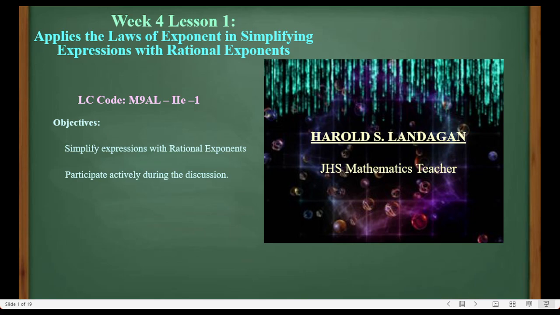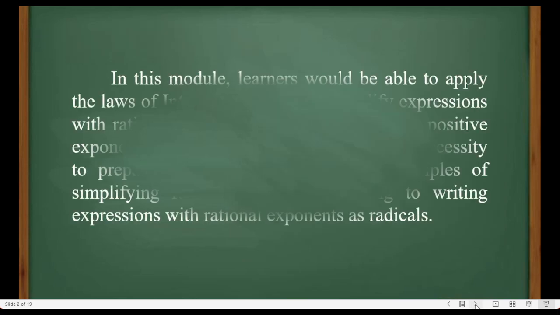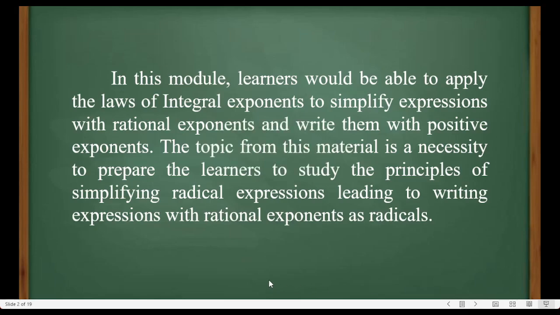And in this video, I'll be discussing the application of laws of exponents when it comes to simplifying expressions with rational exponents. After you watch this video, you should be able to simplify expressions with rational exponents. In this material, you will be able to apply the laws of exponents to simplify expressions with rational exponents and write them with positive exponents.